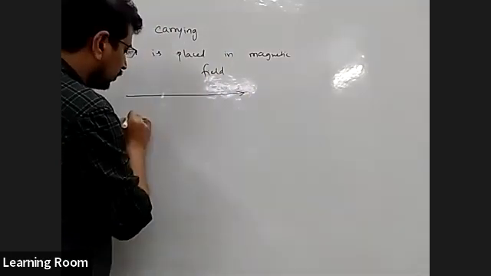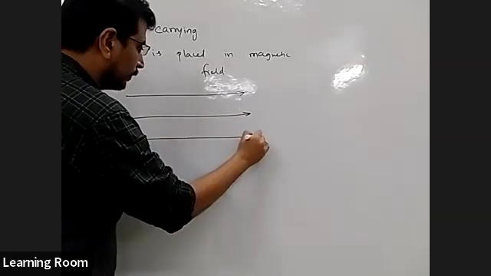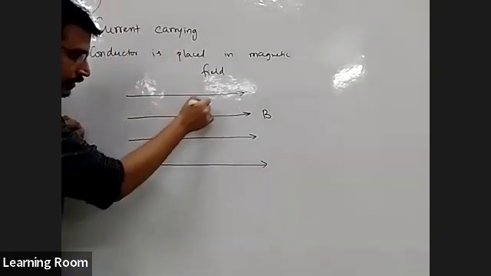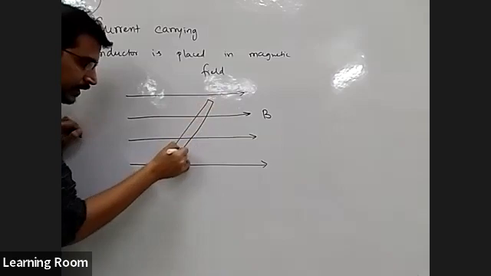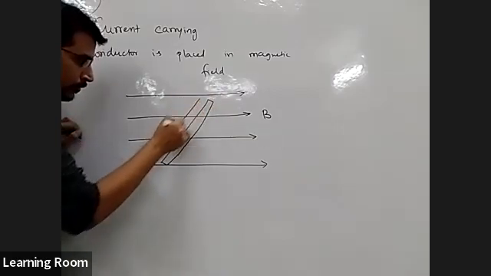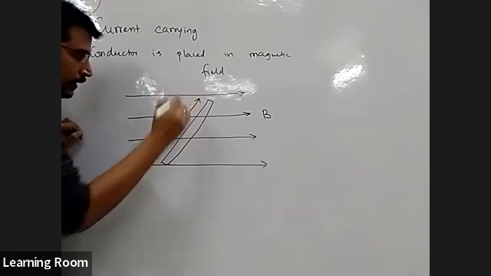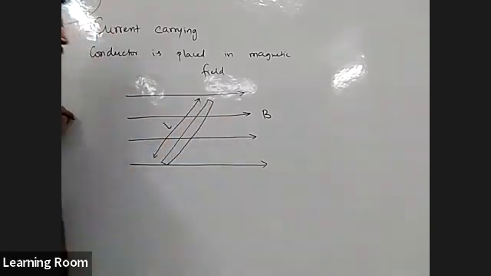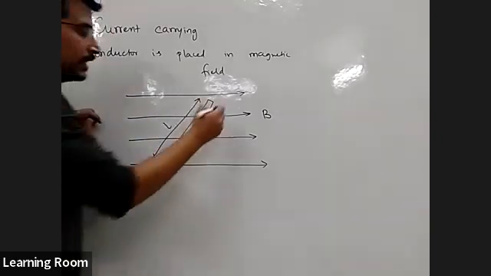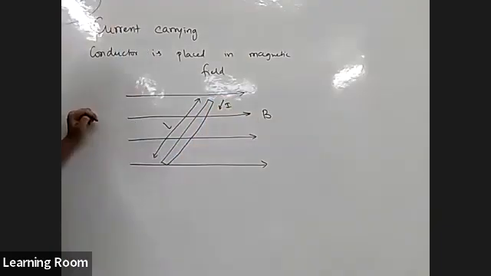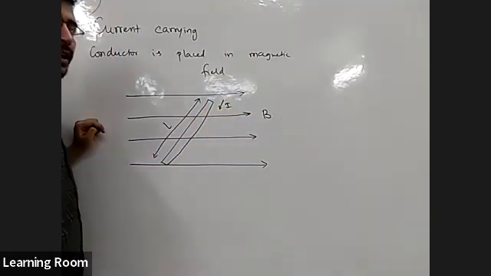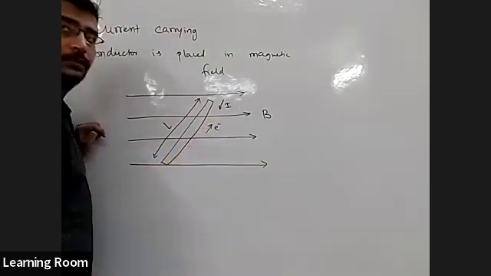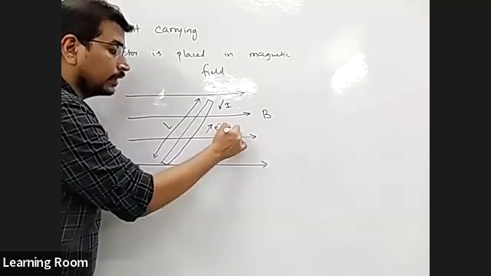Suppose I take the magnetic field to exist in this direction, and in this we have placed, let's say, a current carrying conductor of length L. Okay, we have placed a current carrying conductor of length L. And let's say the current is flowing in this direction. Then in what direction do the electrons tend to move? The electrons move in this direction, and the electrons have a drift velocity of v.